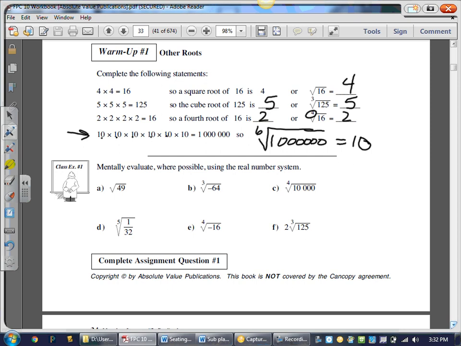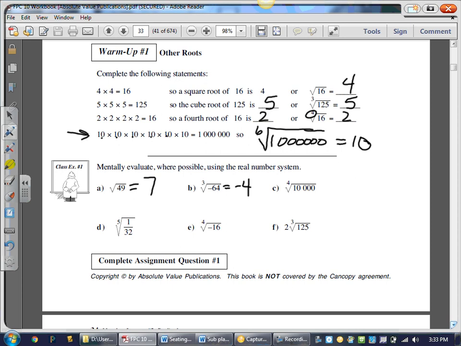So next we have the class example. And we're supposed to mentally evaluate where possible. You know some of these answers right off the top of your head. Square root of 49 is 7. The cube root of negative 64. Are you allowed to have a negative under a cube root? Yes, because the index is odd. It's a 3, so the answer is going to be negative. It'll be a negative 4, because negative 4 times negative 4 times negative 4 is indeed negative 64.